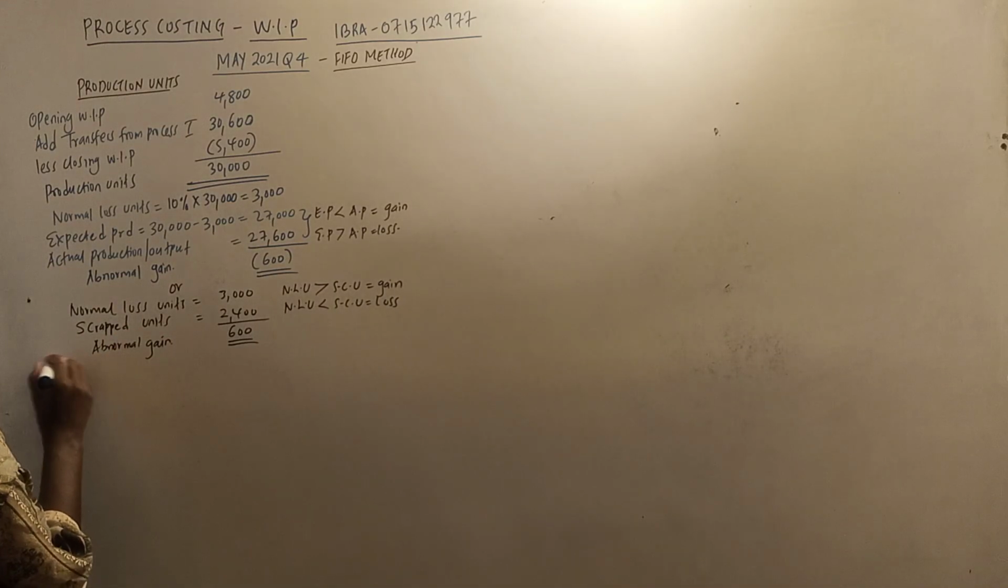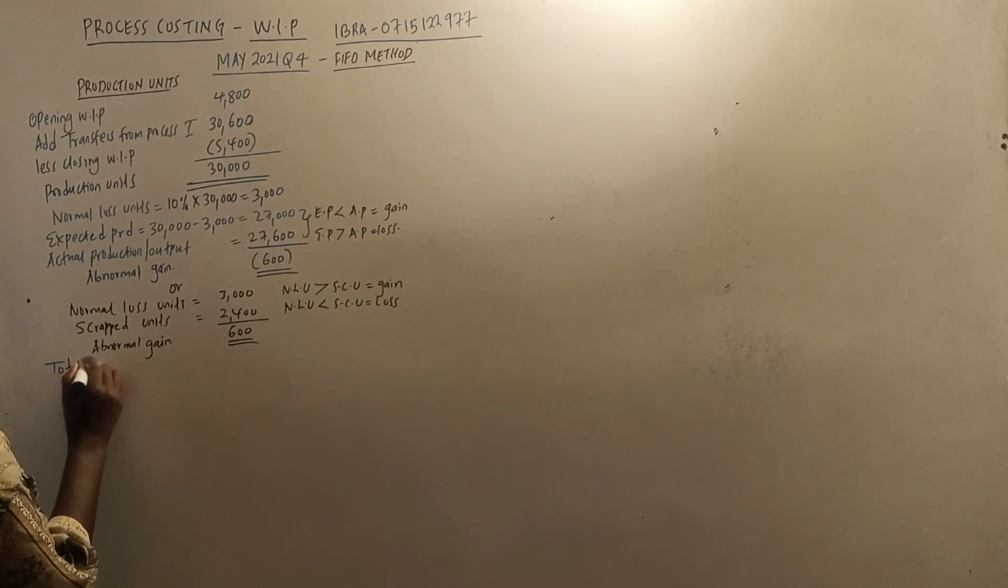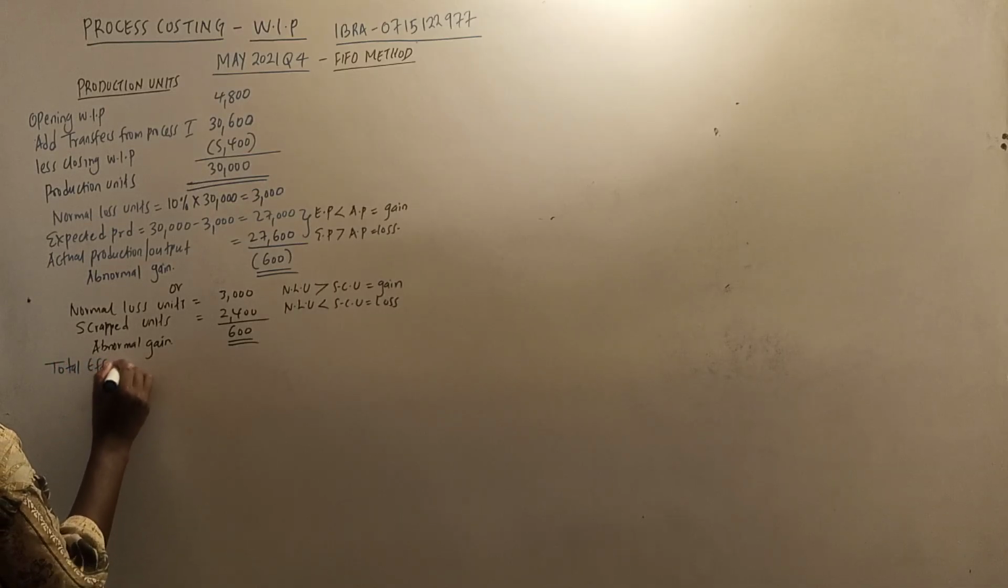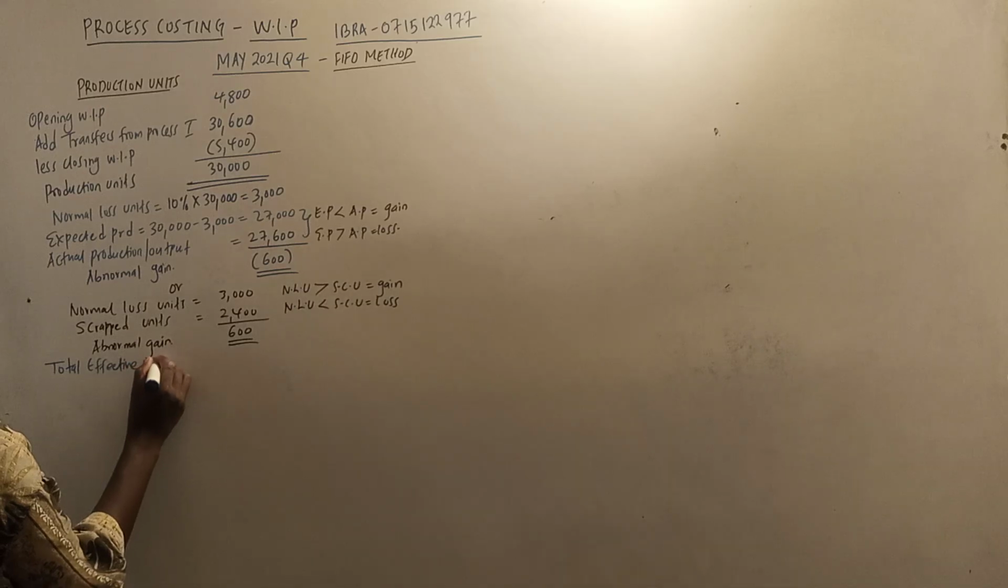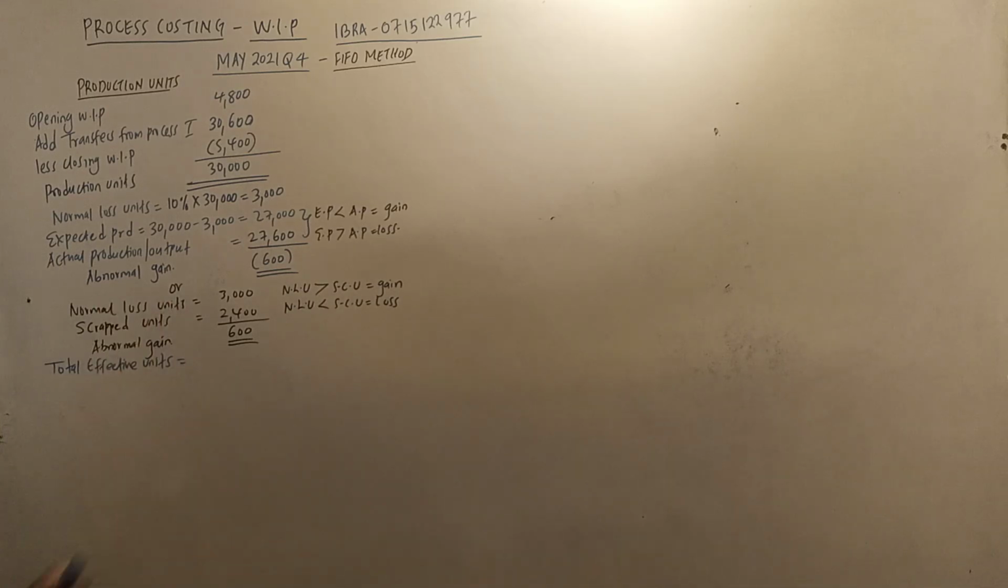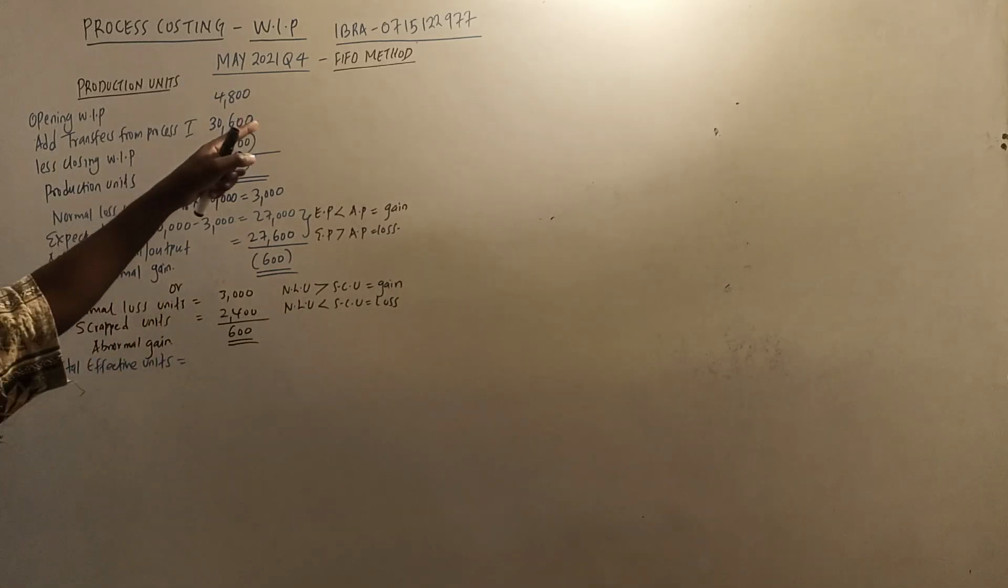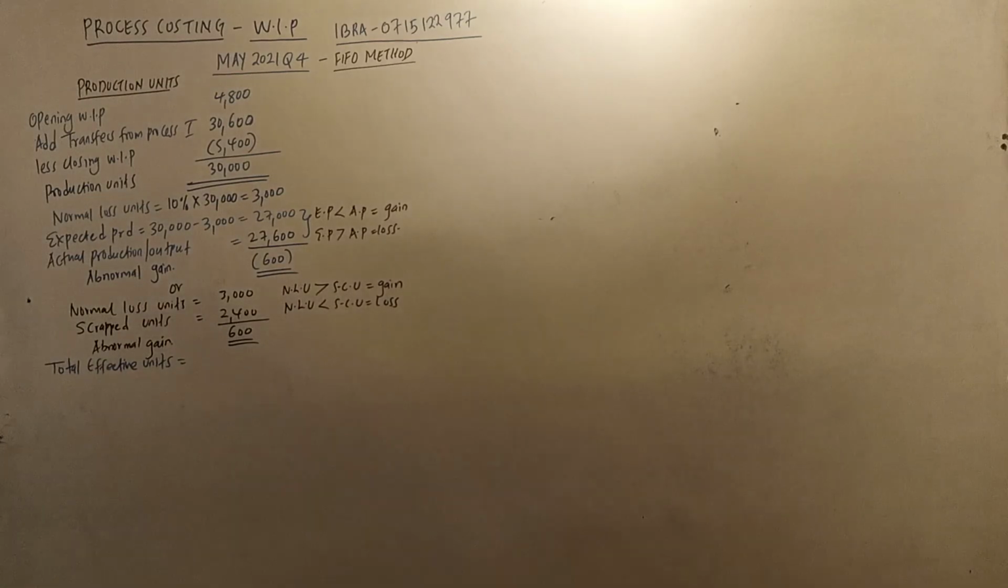Once we are done with that, now we can come up with the statement of equivalent units. So how do we get the total effective units? Now we are talking about FIFO. Now the method will change, so let me give you the formula.